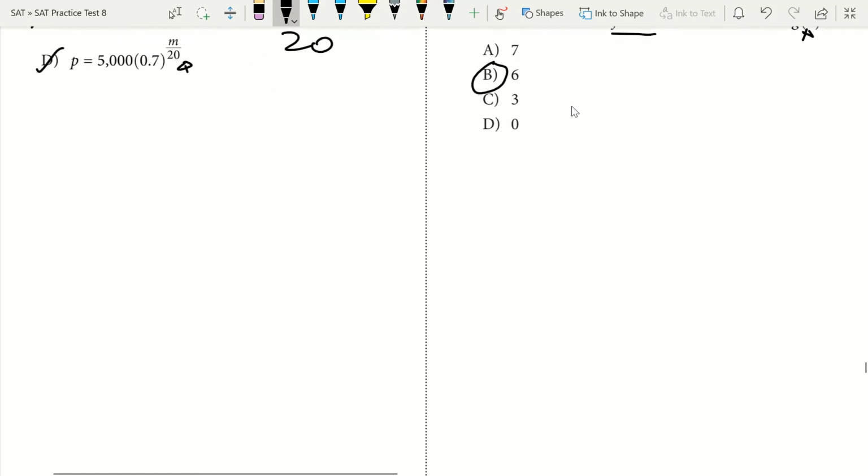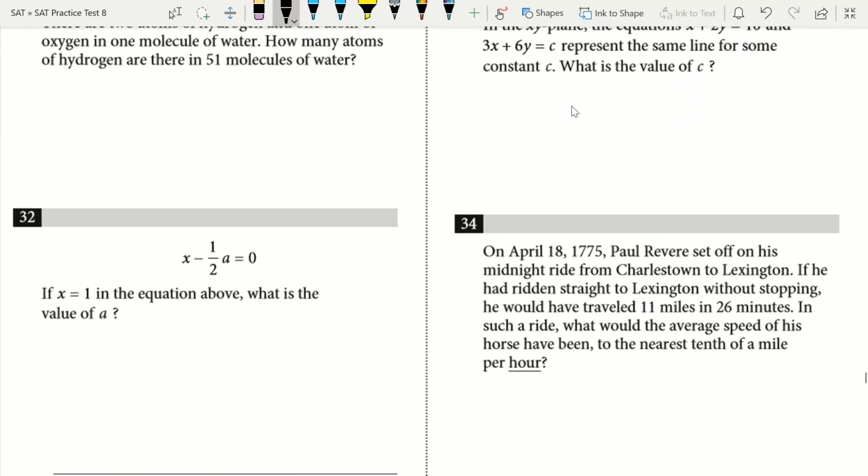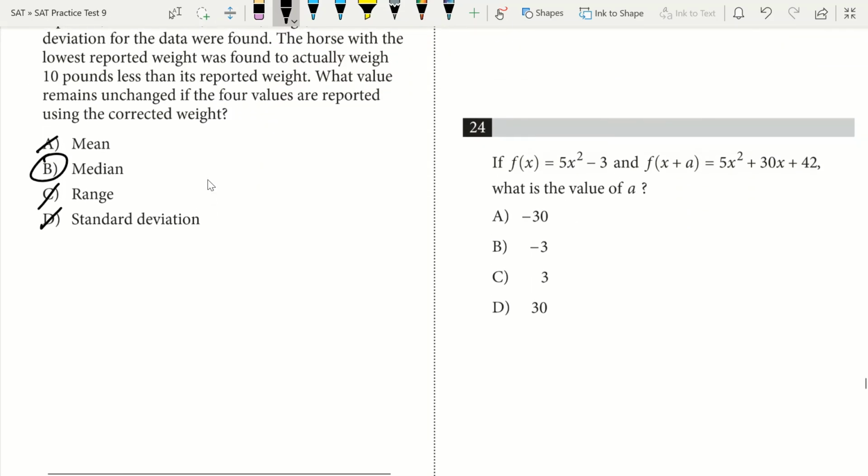All right, now I move on to question 31. We're on the free response now. Question 24: if f of x equals 5 times x squared minus 3, and f of x plus a equals 5x squared plus 30x plus 42, what's the value of a? Okay, so off the bat, my big difference is I have plus 30x, but I have no x value here. So what I'm looking at is I need to have 5 times x plus a, we don't know what a is yet, right, squared minus 3, and that's going to equal our other equation. So I need to solve for a.